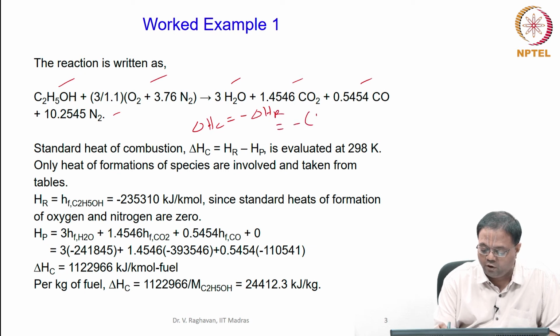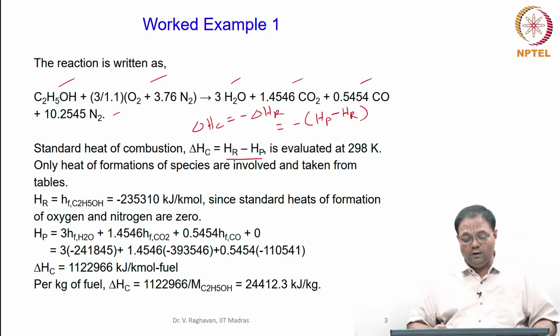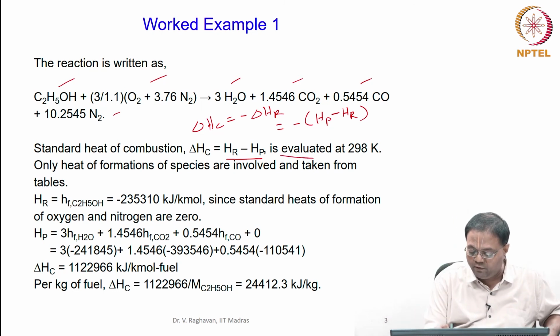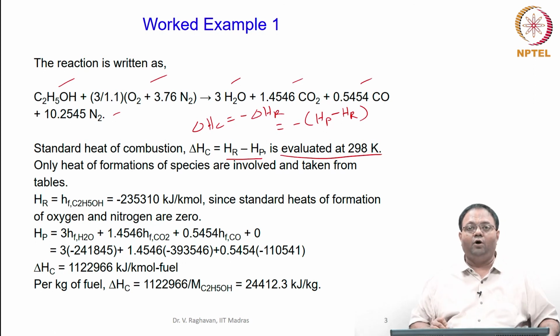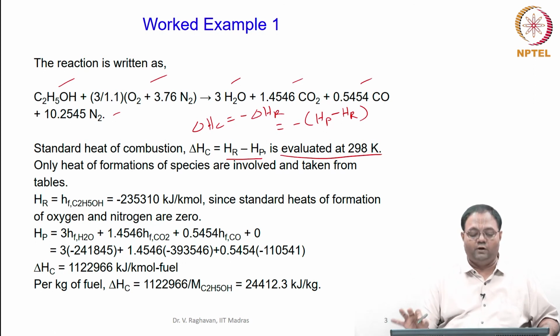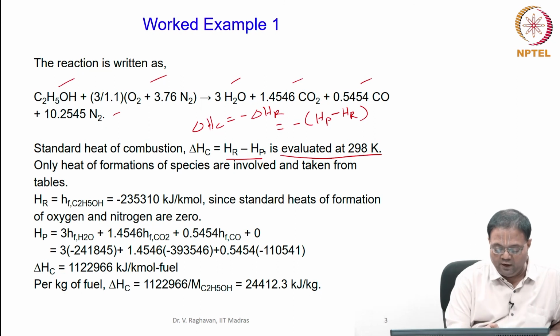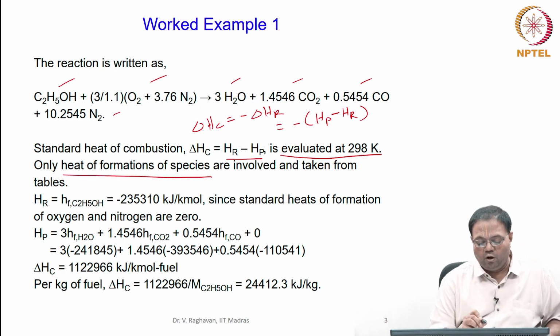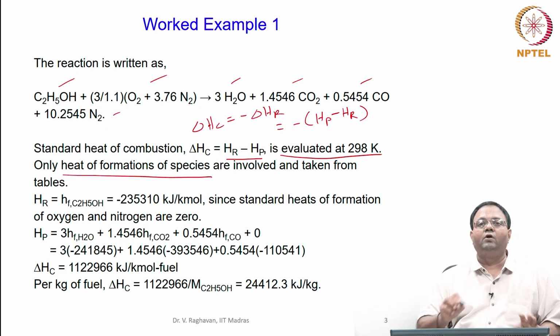Now, the standard heat of combustion, delta Hc, is nothing but minus delta Hr, which is minus of Hp minus Hr, which is written as Hr minus Hp. So, that is the standard heat of combustion. Now, when I say standard, this has to be evaluated at 298 Kelvin. All the enthalpies have to be evaluated at 298 Kelvin, so only heat of formation of species are involved in this.